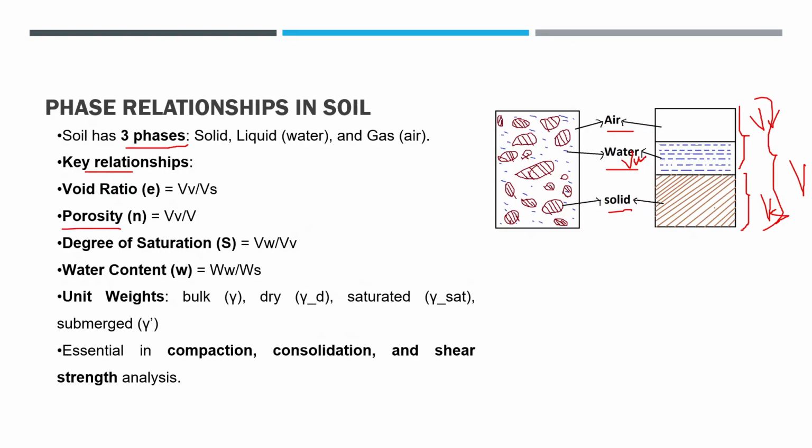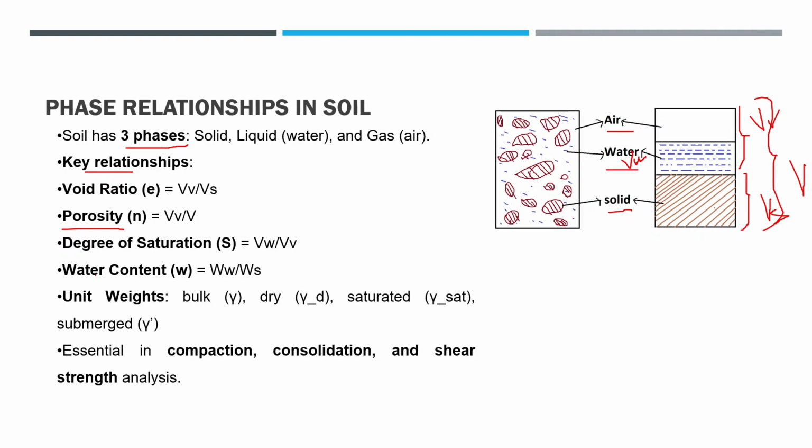The next is the porosity, and the porosity is the ratio between the volume of voids to the total complete volume, which includes the solids, water, and air. And next is the degree of saturation. This degree of saturation is the ratio of volume of water to the volume of complete voids, Vv. And for water content, we do not consider its volume, we consider the weights of the water and the solids present in the complete system. So to find the water content, we have weight of water to the weight of the solids.